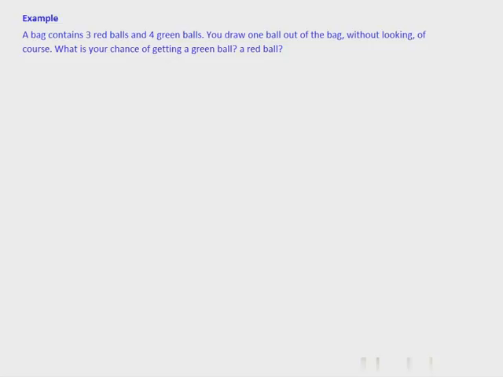So let's look at a very simple example. A bag contains 3 red balls and 4 green balls. You draw one ball out of the bag, without looking, of course. What is your chance of getting a green ball? To find the chance of getting a green ball, obviously, I need to know the total number of balls. The total is 3 plus 4 equal to 7. So the chance of getting a green ball is 4 out of 7.